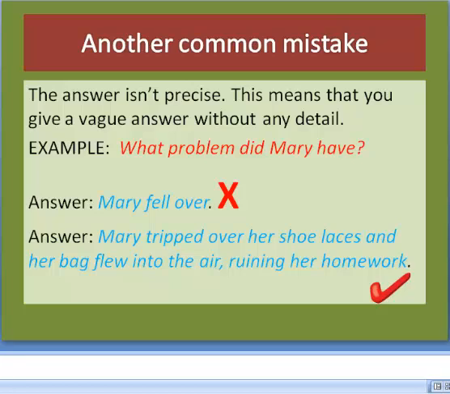Another common mistake is to give a vague answer without any detail. You need a precise answer. Let's have a look at the next example. What problem did Mary have? Answer. Mary fell over. Wrong. It is true that Mary fell over, but this wasn't her main problem. You need to be more precise. A better answer is, Mary tripped over her shoelaces and her bag flew into the air, ruining her homework.